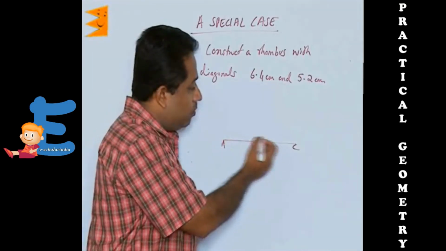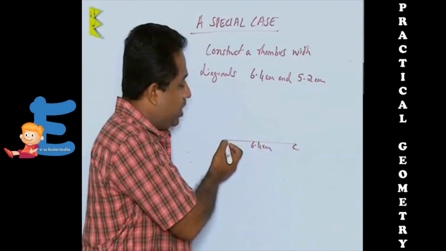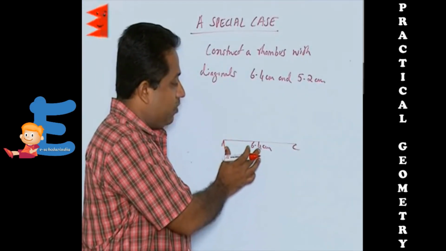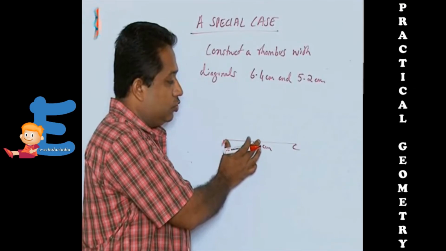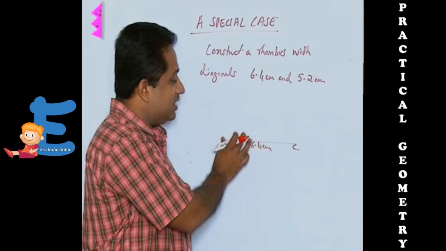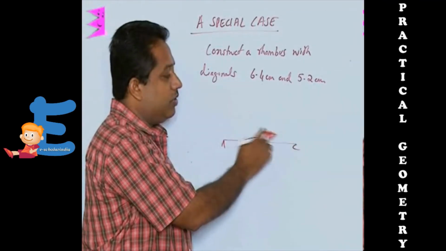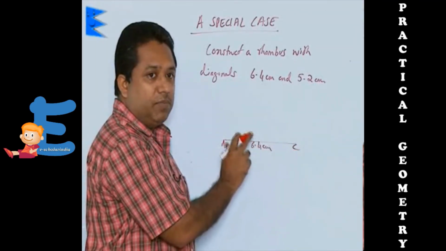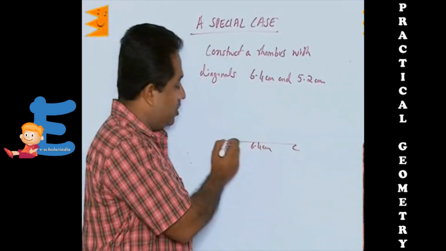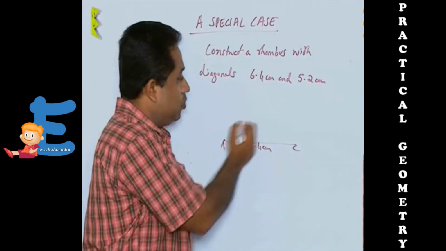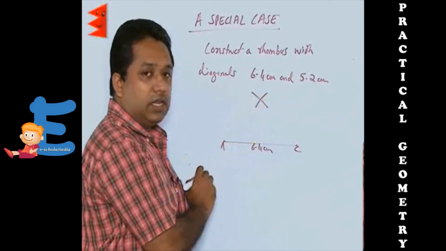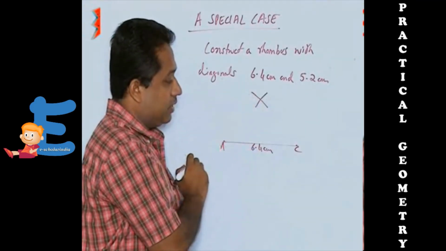So in order to bisect this AC, you have to take a compass. Half of 6.4 is 3.2. The radius has to be more than half, because if you take a radius less than half, the two arcs are not going to intersect from A and C. So taking a minimum radius that is more than half, that means it should be more than 3.2, from A and C you are going to cut arcs. From A cut an arc, from C cut an arc. You will get an intersection point here.